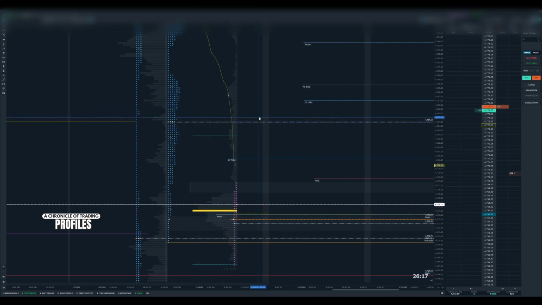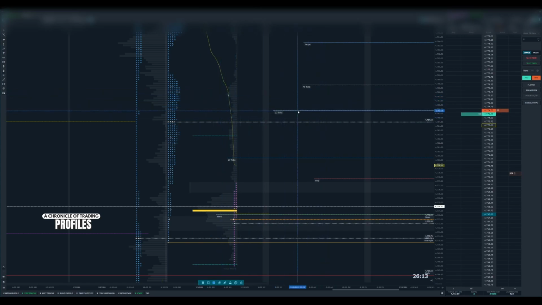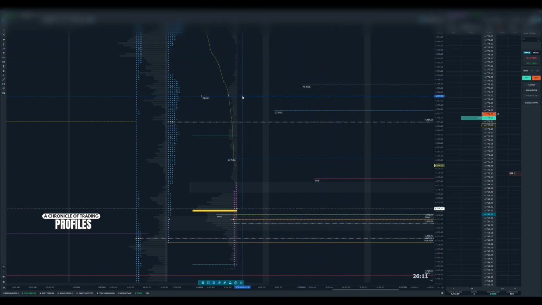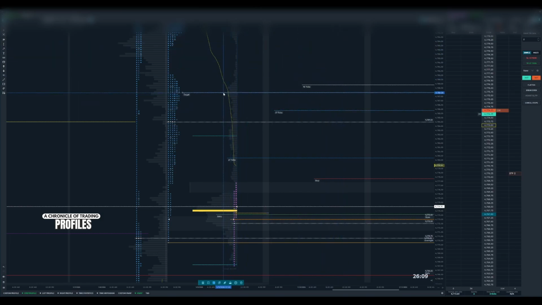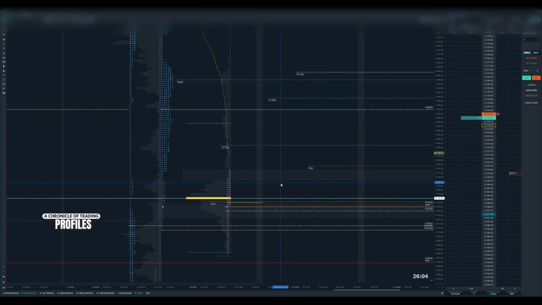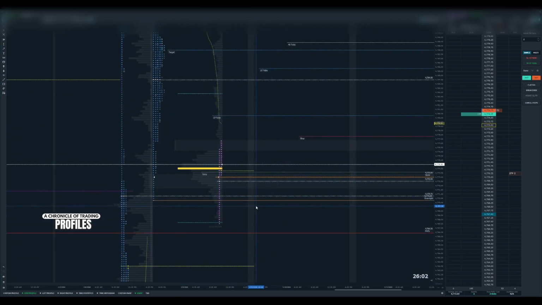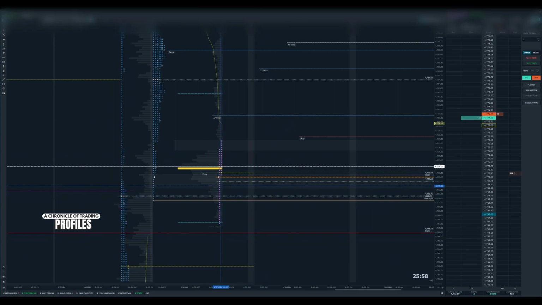You have the half back from overnight. And then right here, this is where I'd want to be out of the trade if I made it this far. I'm kind of thinking any acceptance under the half or under the overnight low, I'd want to be out of this trade.